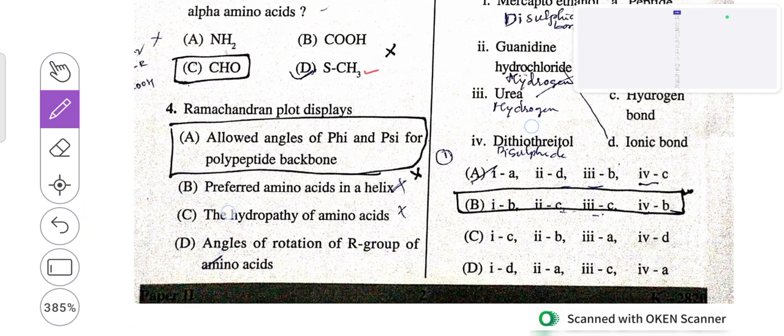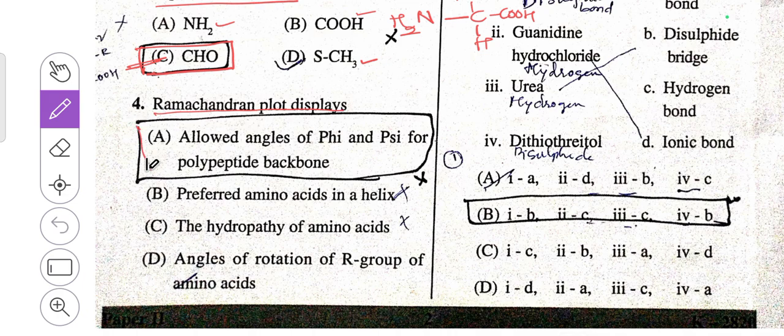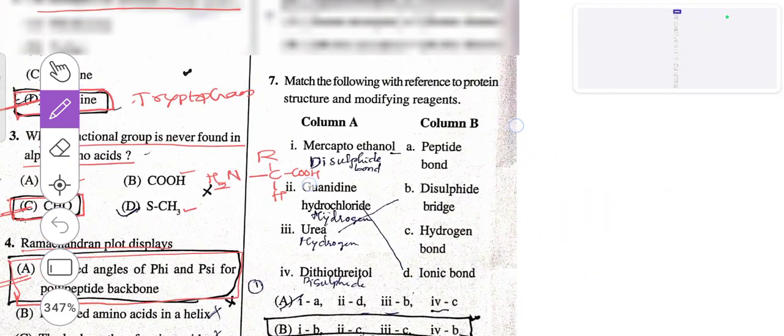So next question, that is fourth question. It is a repeated question. Ramachandran plot displays, that is allowed angles of phi and psi for a polypeptide backbone. So A is the right answer for this question.